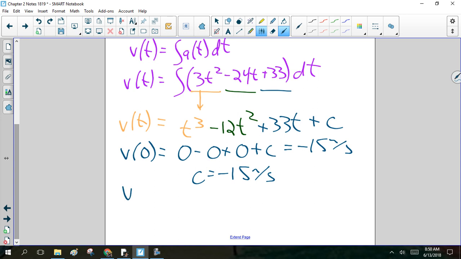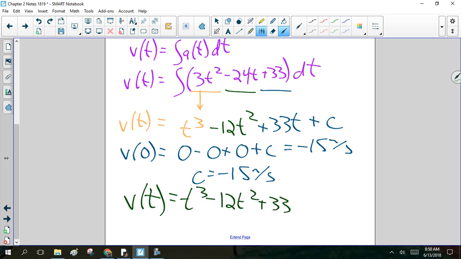So v at time t then is, so v at time t, man, my blue and my green are too close, aren't they? I wonder how they look on your screen. So you get t cubed minus 12t squared plus 33t minus 15.